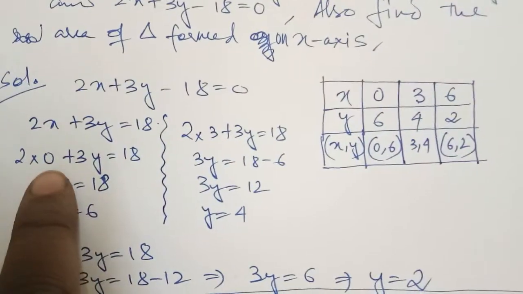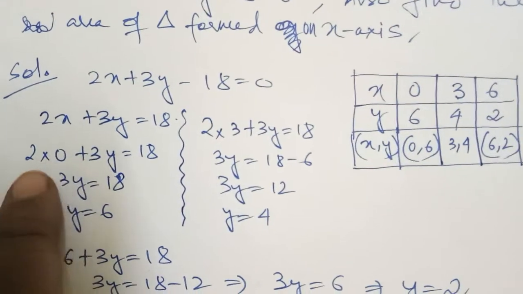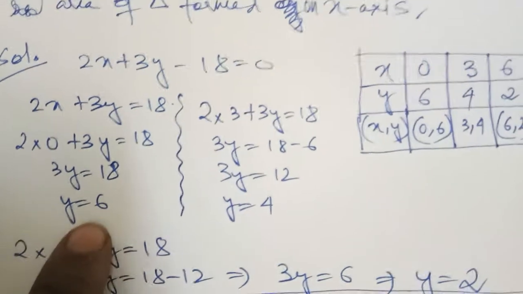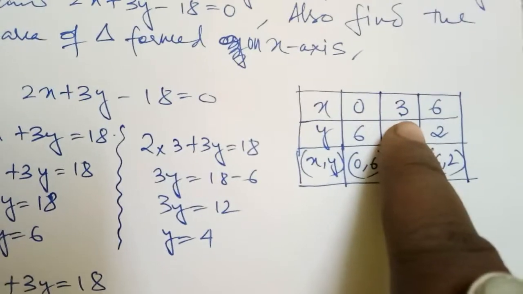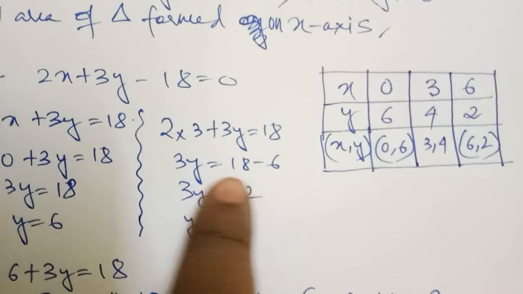Now x value I have taken as 0. Let us assume I have taken 0, then putting the value 0 over here, 2 into 0 will be 0. Then what is coming? 3y equals 18. That y value is coming 6. Same thing, next I have taken x value as 3. Then 3 into 2 is coming 6. 6 minus 18 is minus 12, and 3y equals 12 is coming.